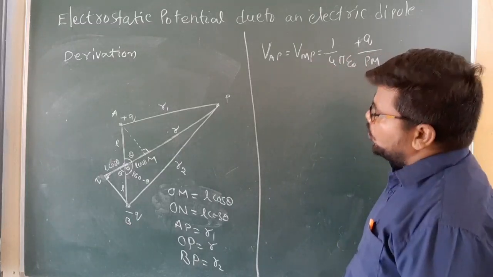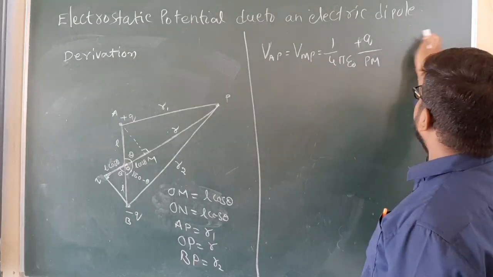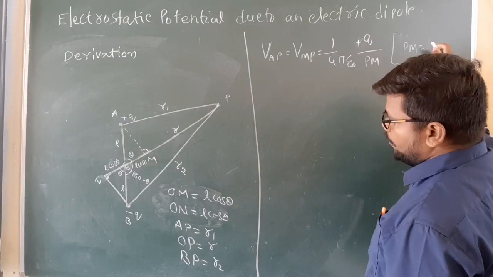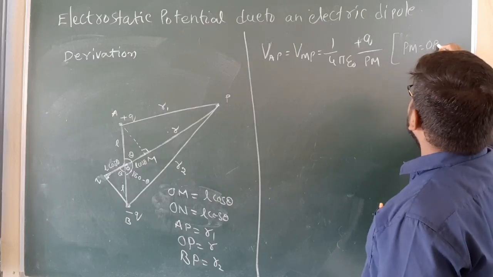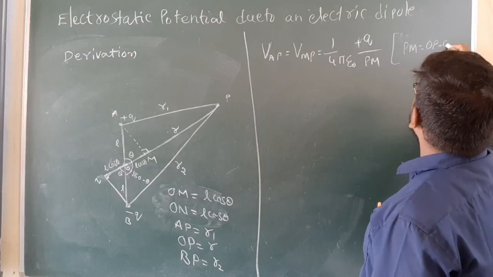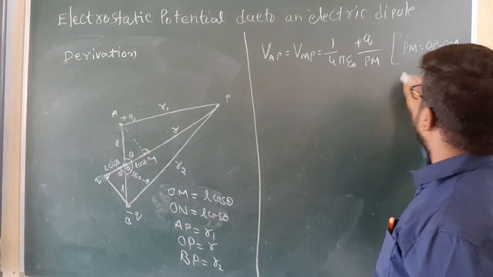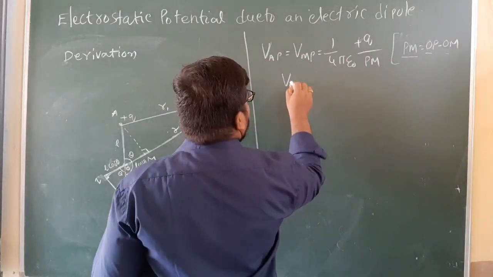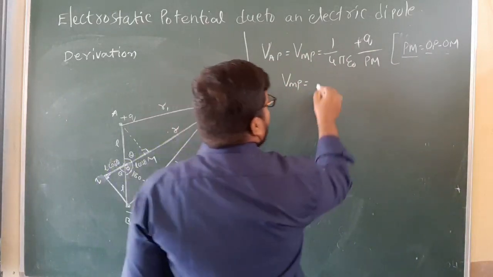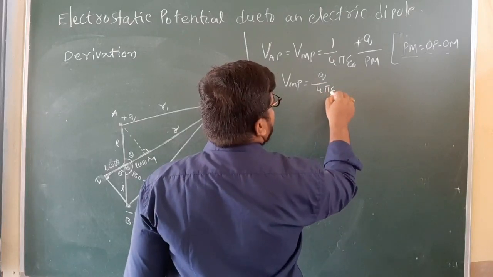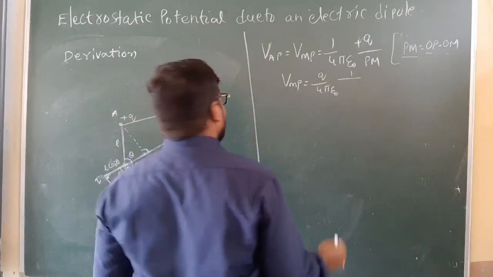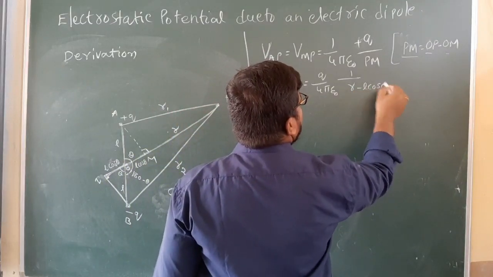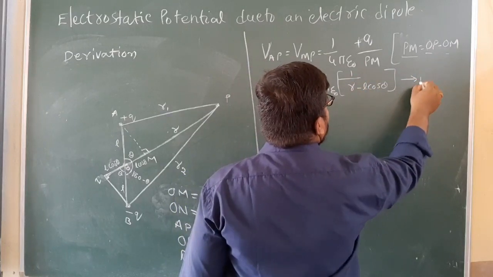Okay, so now we can find PM. PM is equal to OP minus OM. So VMP is equal to Q by 4 pi epsilon naught, 1 by OP, OP means R, OM means L cos theta. It is equation 1.